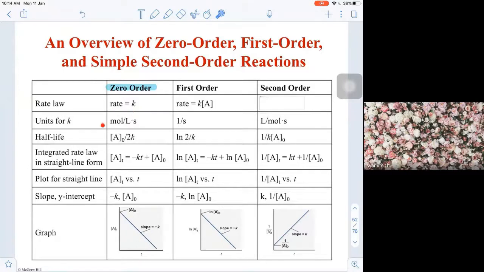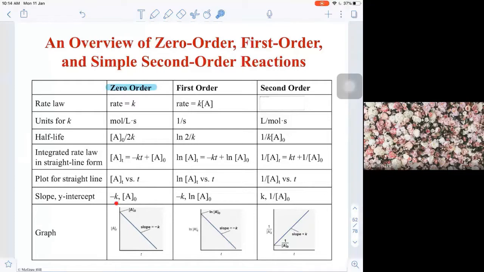Okay, this is the unit of the rate constant. Okay, you have memorized it. Half-life, we have not covered in our syllabus. This is the integrated equation for the zero order. Okay, and then we will get a straight line if we plot a graph of concentration versus time. And also the gradient of the linear graph is negative k.